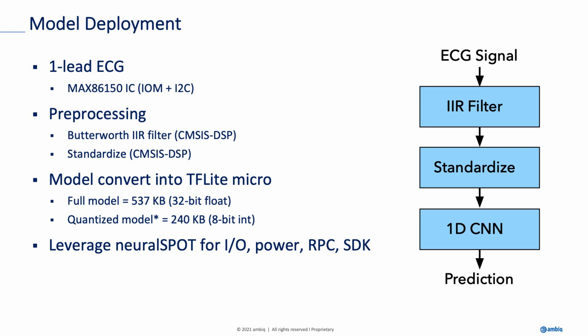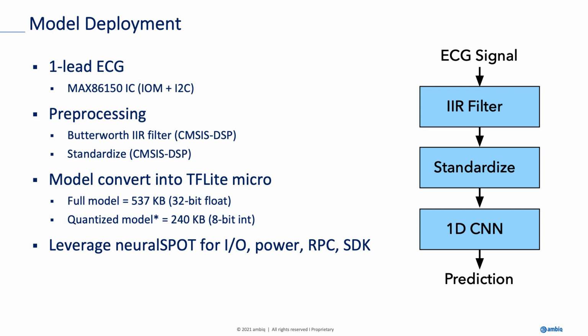For the model conversion, we're using TensorFlow Lite for right now. So I took our TensorFlow model and converted it to TensorFlow Lite for Micro. Using the full model, where we're using 32-bit floating point operations and the weights are 32-bit, the model size is 537 kilobytes. So it's a bit bigger. When we quantize this, doing quantization after we've done the training, we can bring that down to 240 kilobytes. So it's not a fourth, but it's about a half reduction in size.